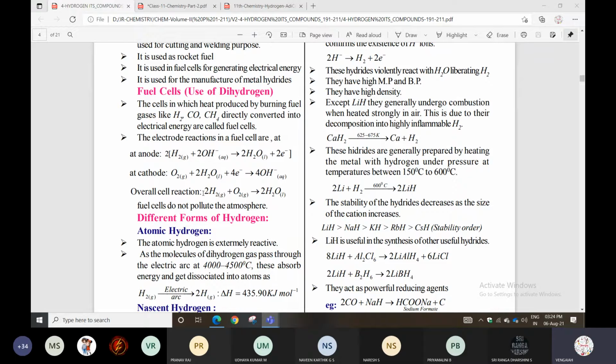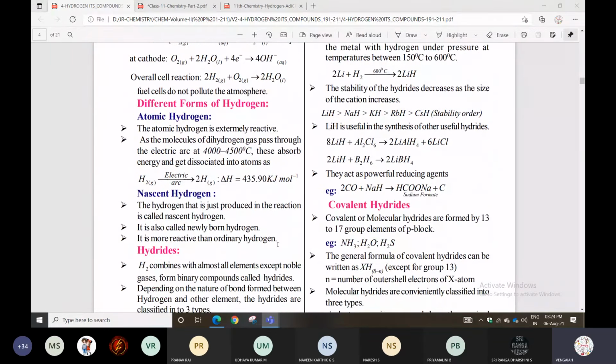Next one, this hydrogen is called nascent hydrogen. The hydrogen that is just produced in the reaction is called nascent hydrogen. It is also called newly born hydrogen. So nascent hydrogen, the newly born hydrogen, is nothing but atomic hydrogen.